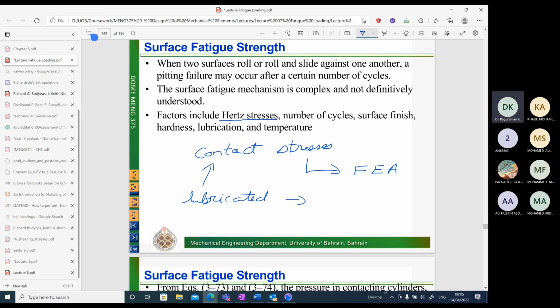Then there is another complication: as two surfaces rub against each other, temperature increases. If temperature increases, expansion will occur. If expansion occurs, stresses increase. Stresses increase, again temperature increases. There is a cyclic effect.